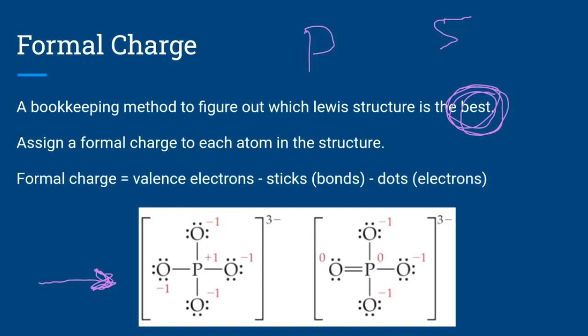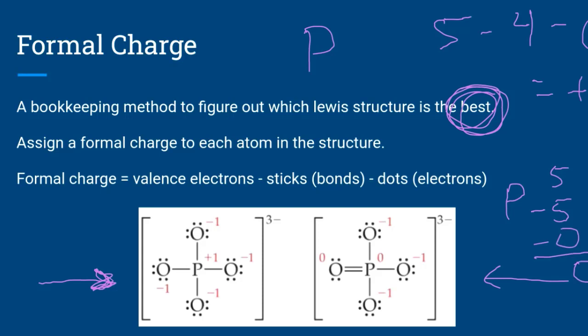And so look at phosphorus. How many sticks are surrounding phosphorus? There's 4 sticks surrounding phosphorus in that figure. How many dots are surrounding it? There's actually no dots surrounding it. So the formal charge on the left would be +1. Well, what about this structure on the right? On the right, we see that phosphorus actually is surrounded by 5 sticks and 0 dots. So the formal charge on the right figure would be 0.